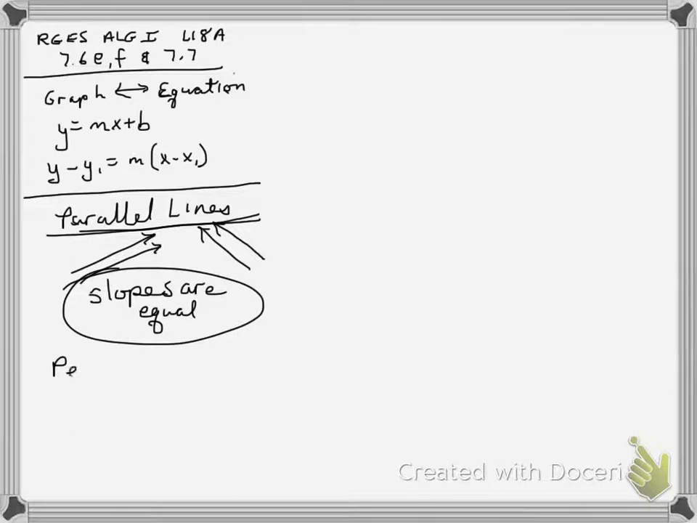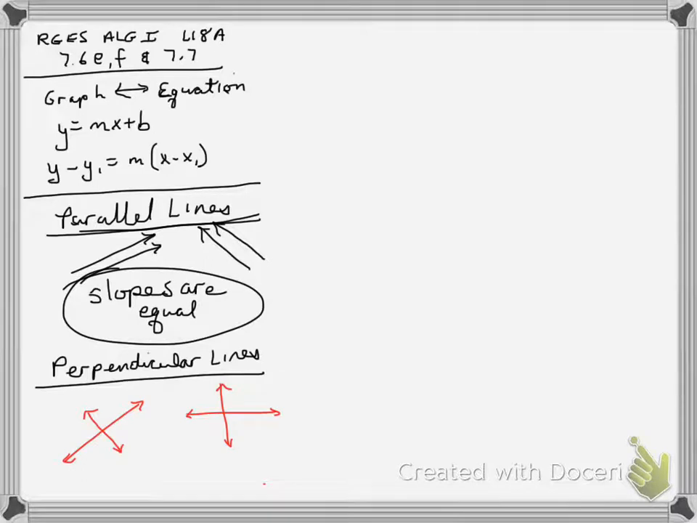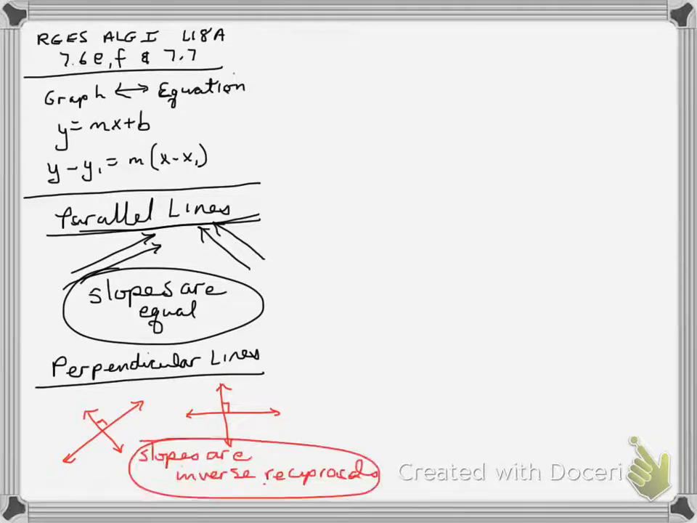By contrast, in perpendicular lines, so here's some perpendicular lines. This would form a right angle. These two lines would be perpendicular to one another. In other words, they come together with a square angle, a 90-degree angle. And the relationship of the slopes here is that the slopes are negative reciprocals. Okay, let me write that in here. So I wrote here the slopes are inverse reciprocals. Okay, now that would mean the same as negative.